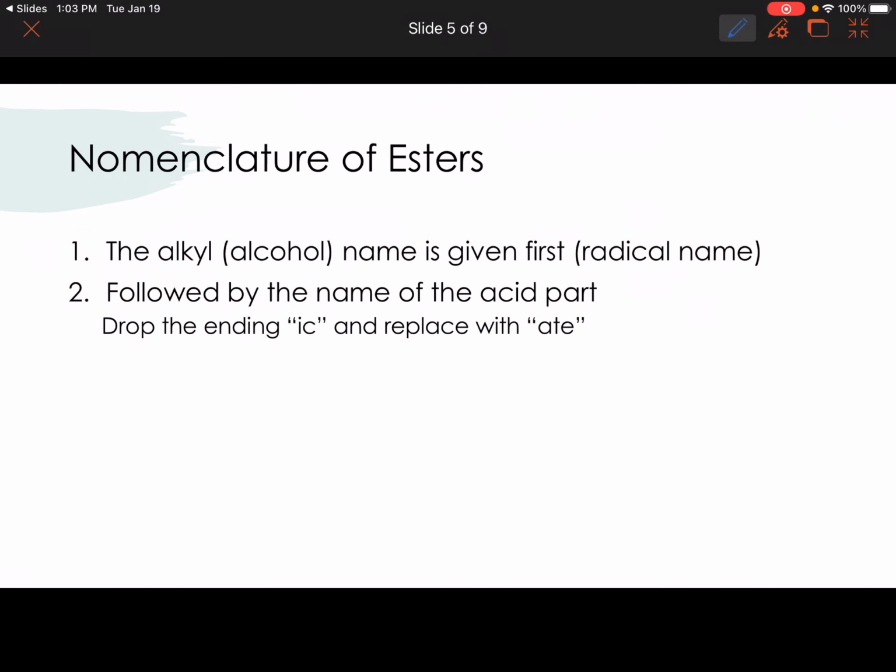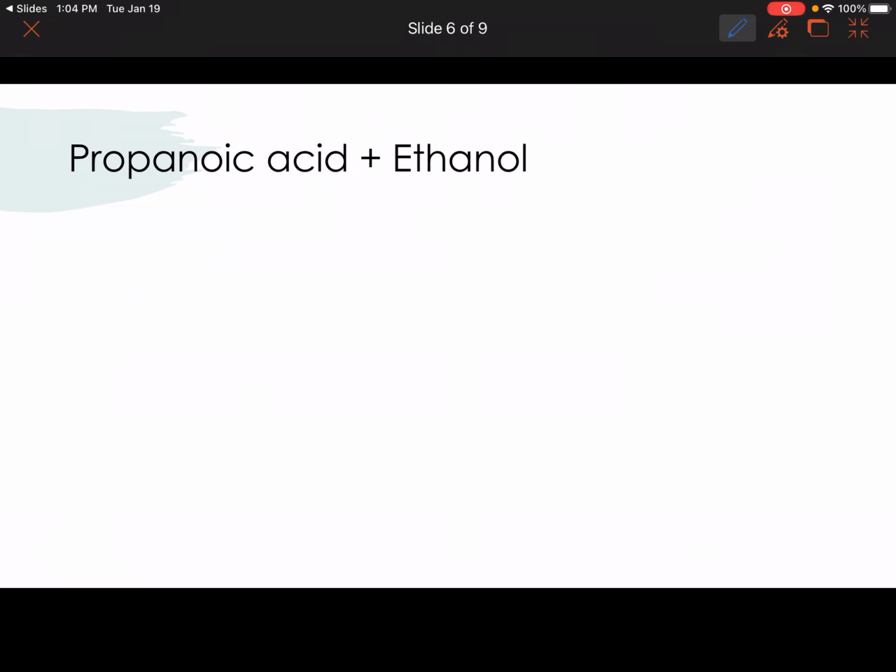Now, like I just said, the alcohol name is given first. You name it as a radical, and then you name the acid part, dropping the -ic and replacing it with -ate. Okay, so let's go through some examples here. We've got propanoic acid plus ethanol. If we look here, propanoic is going to be 3 carbons. So CH3, CH2, C double bond O, single bond OH, and then plus ethanol, so 2 carbons in the chain here.